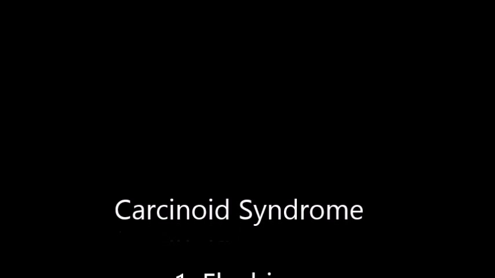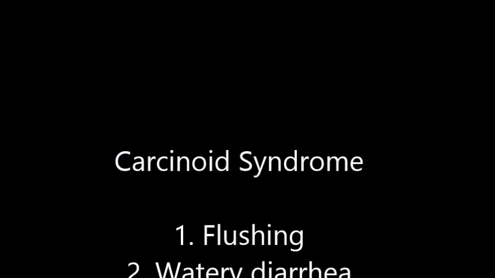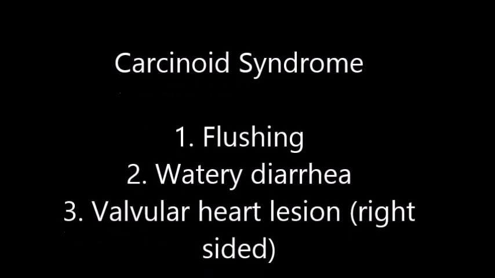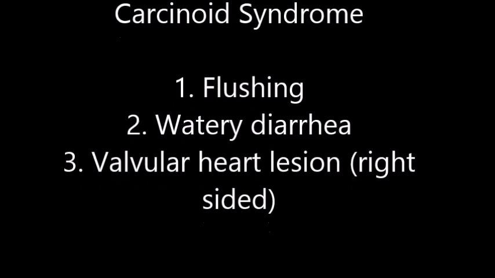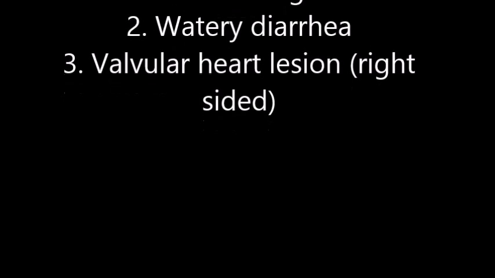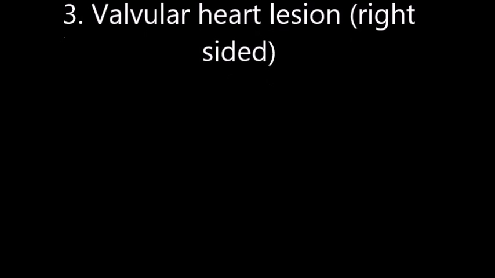Carcinoid syndrome occurs when a rare cancerous tumor called carcinoid tumor secretes certain chemicals in the bloodstream of a patient. Most commonly, this tumor is found in the GI tract or the lungs, and the patient will present with flushing, watery diarrhea, and a valvular right-sided heart lesion.